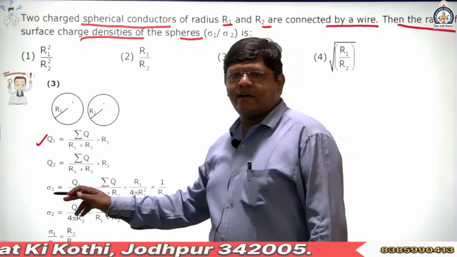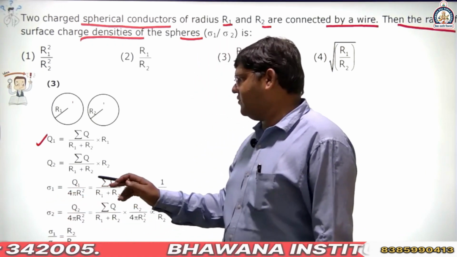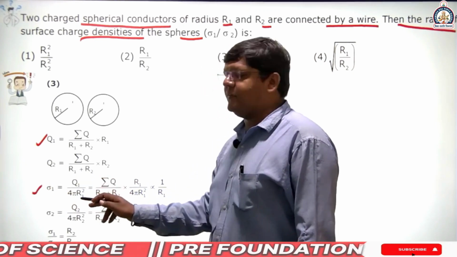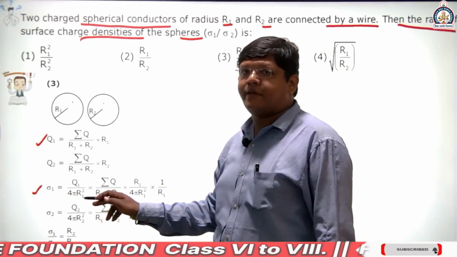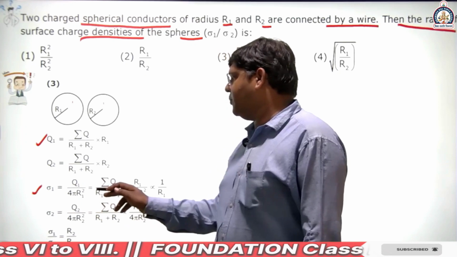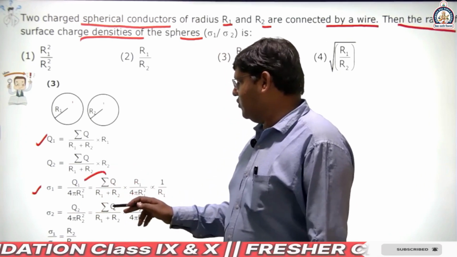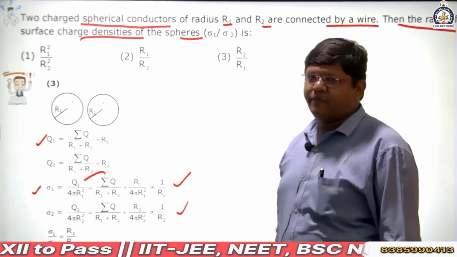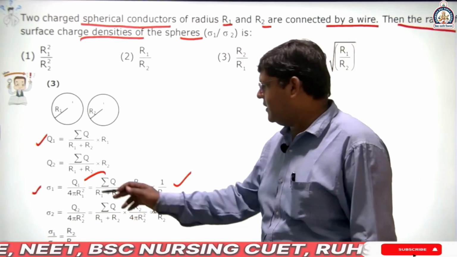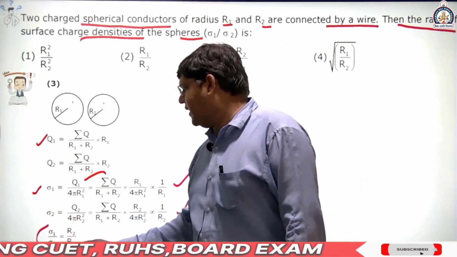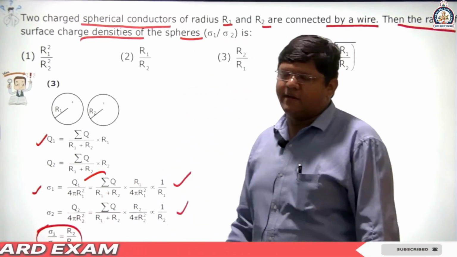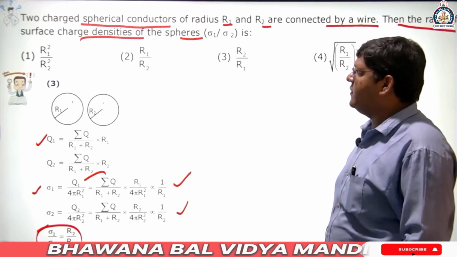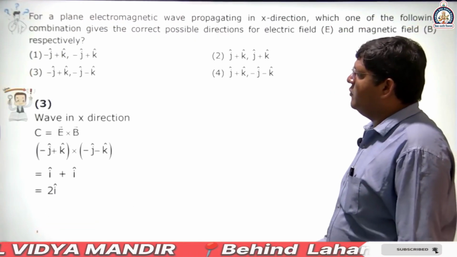Now surface charge density is nothing but charge upon surface area. Surface charge density sigma is charge upon surface area. Surface area comes out to be 4 pi r square. So sigma 1 is charge q1 upon 4 pi r1 square. Putting the value of q1, we get this value, and for sigma 2 we get this value. Now we calculate the ratio of sigma 1 upon sigma 2, which comes out to be r2 upon r1. This relation says the surface charge density is inversely proportional to radius. Okay, moving to the next part.